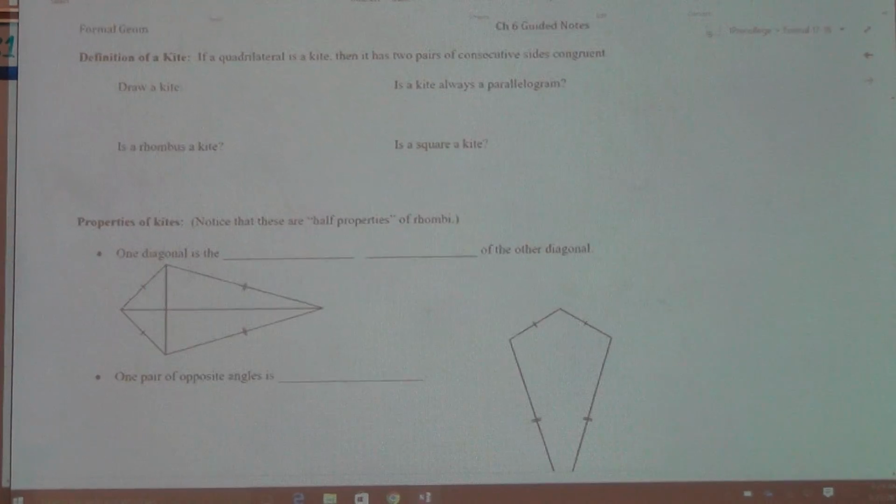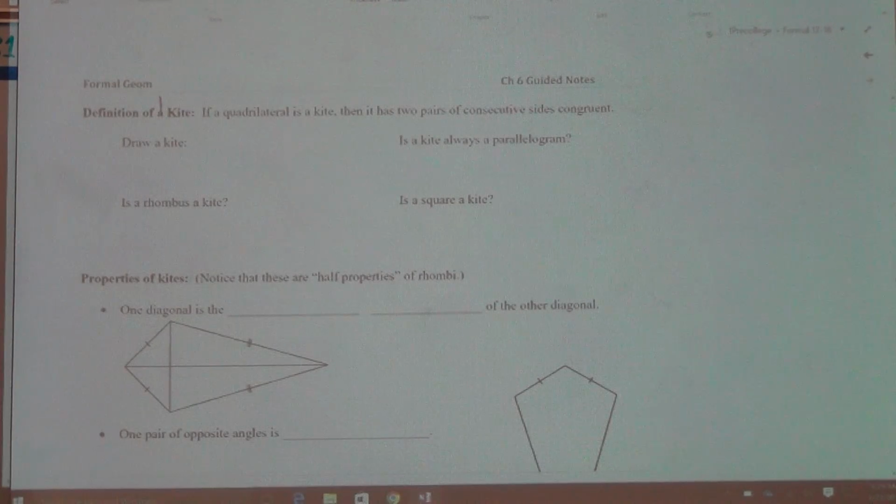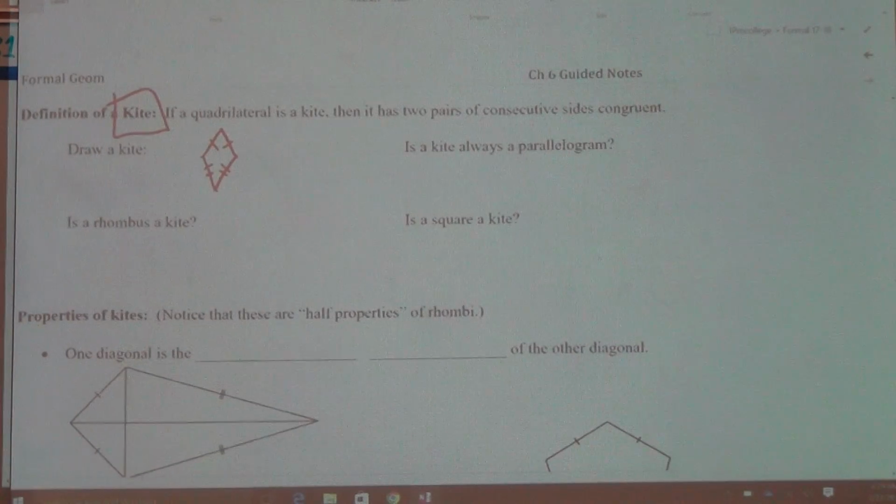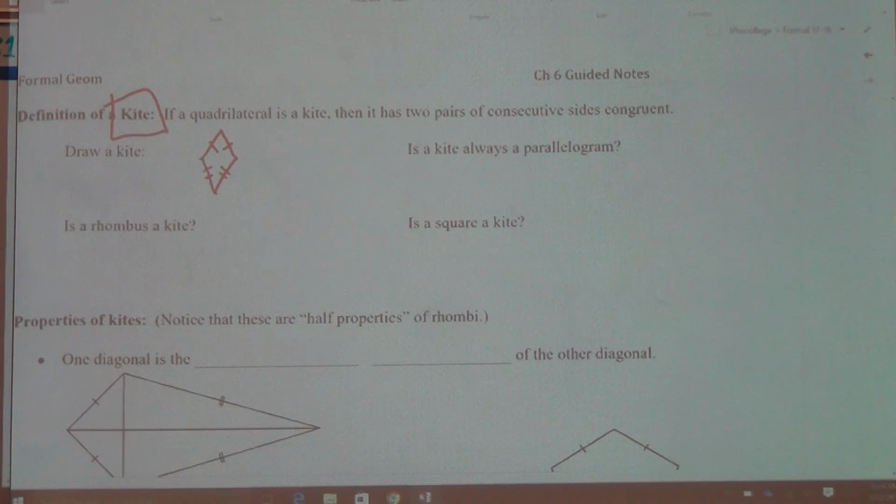We got to talk about kites now. Please say kite. Kite. In a kite, we're going to have two pairs of consecutive sides congruent. Is a kite always a parallelogram? No, but it could be.